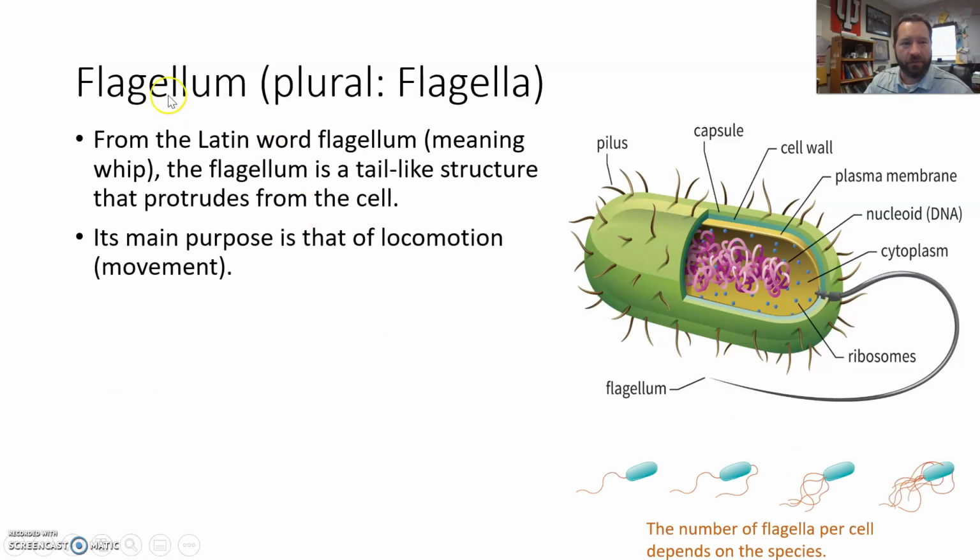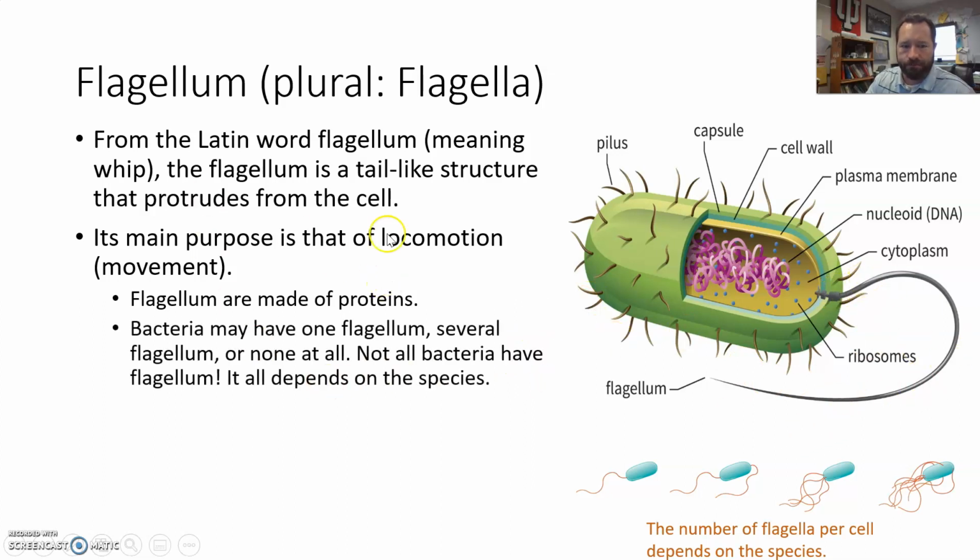Next up, we're taking a look at the flagellum, which is singular, plural is flagella. It comes from the Latin word, which means whip. And it's this long tail-like structure that you see here. That's the flagellum. Its main purpose in most bacteria is locomotion. So it moves like a tail swimming through water. Generally, those are made of proteins.